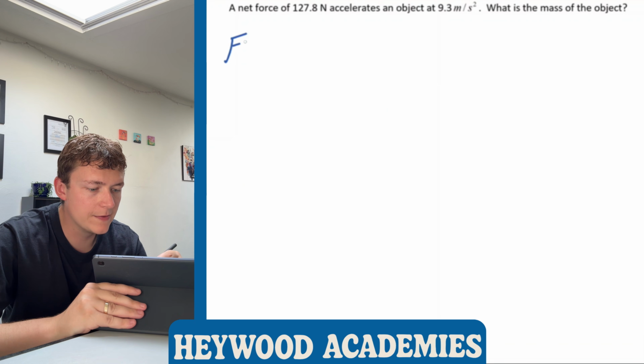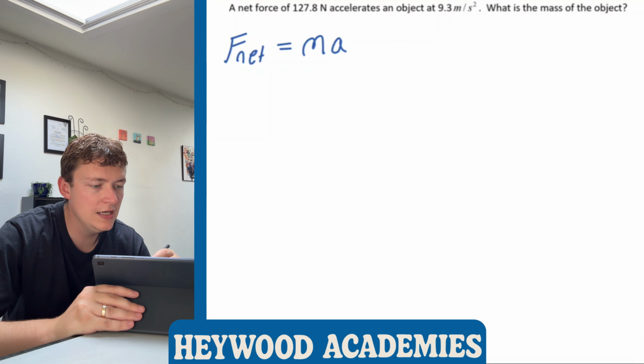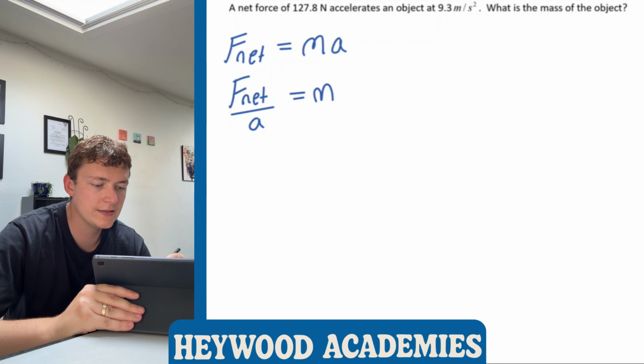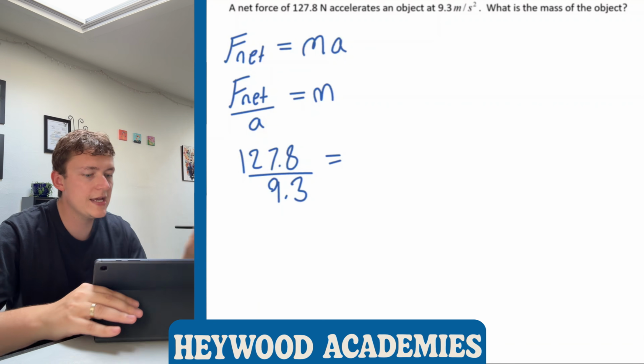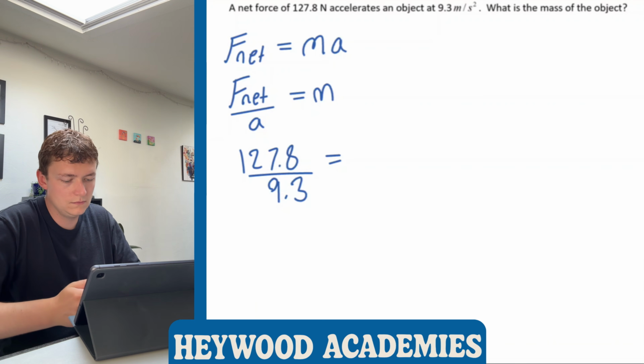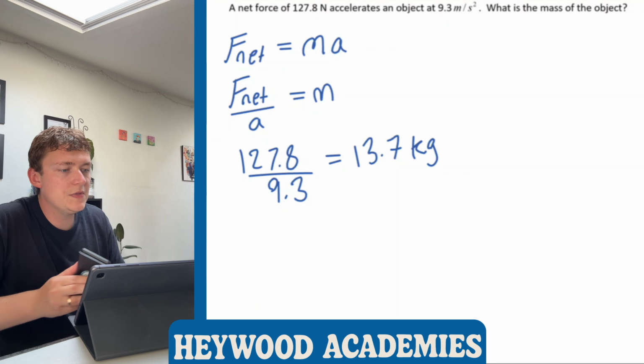Okay, same setup, but now we're solving for the mass this time. We've got F net is equal to mass times acceleration. They gave us the F net, they gave us the acceleration. We want the mass, so let's divide by the acceleration. F net over a is equal to mass. F net was 127.8 newtons, and our acceleration was 9.3 meters per second squared. So I'm just going to plug that in the calculator, and we'll work this one out as 13.7 kilograms. Nice and easy.